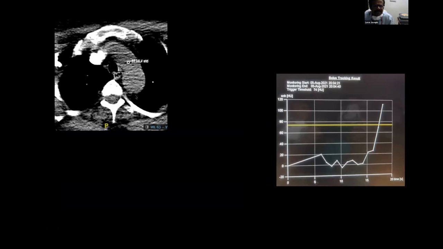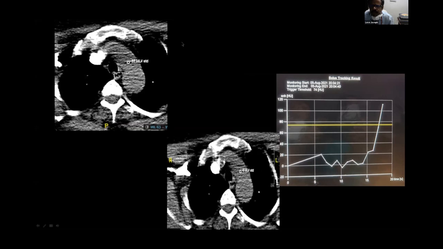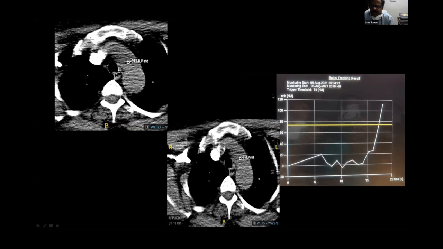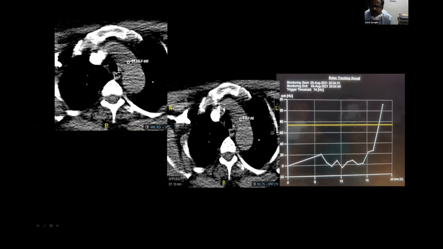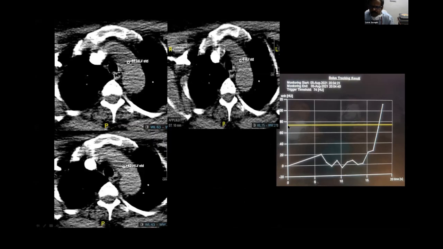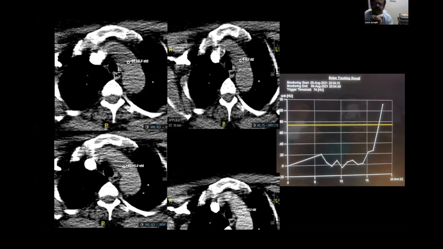How it is taken, briefly: we take a scan through the superior mediastinum and put a marker in the aortic arch. Regular CT scans at 1 second interval will track the contrast bolus, the contrast density in the aorta. As contrast arrives, the density will keep increasing. We can keep a threshold, like here it is kept just below 80 counts per unit. Once that threshold is reached, the CT will start to fire, meaning it will take scans from the aortic arch to the brain.